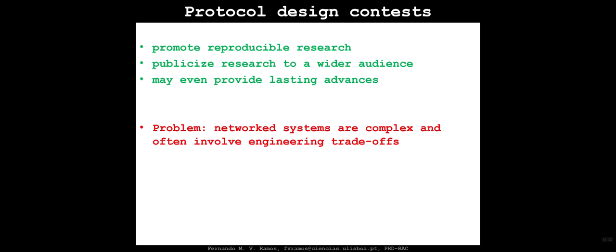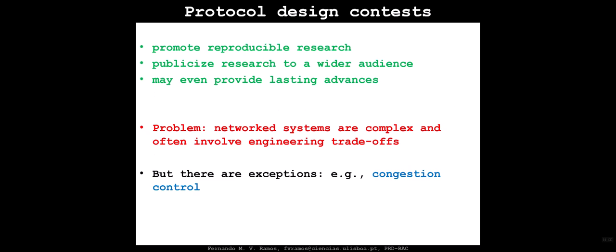The problem is, as I said, network systems are complex. They often involve engineering trade-offs, and it's expensive to build large real-scale test beds to test our protocols or network solutions, so this is usually difficult. However, there are several exceptions to the rule, and one is congestion control. Congestion control is one of those very important fields in computer networks where it is possible to do this sort of thing, and we will do this in this course with a congestion control contest.